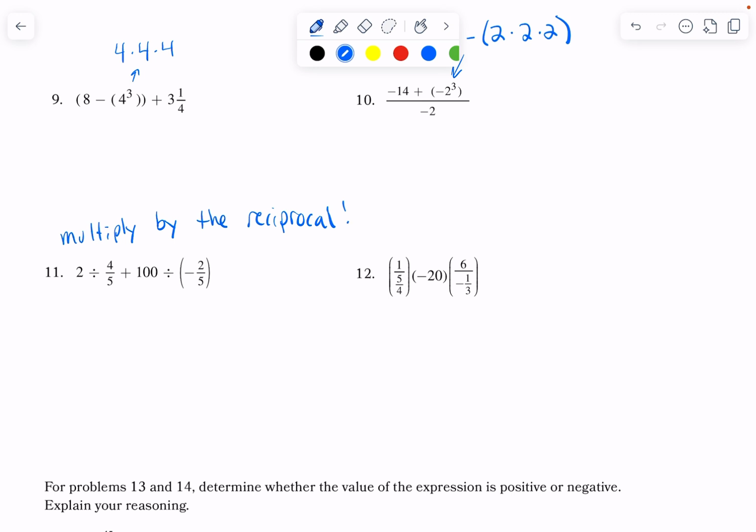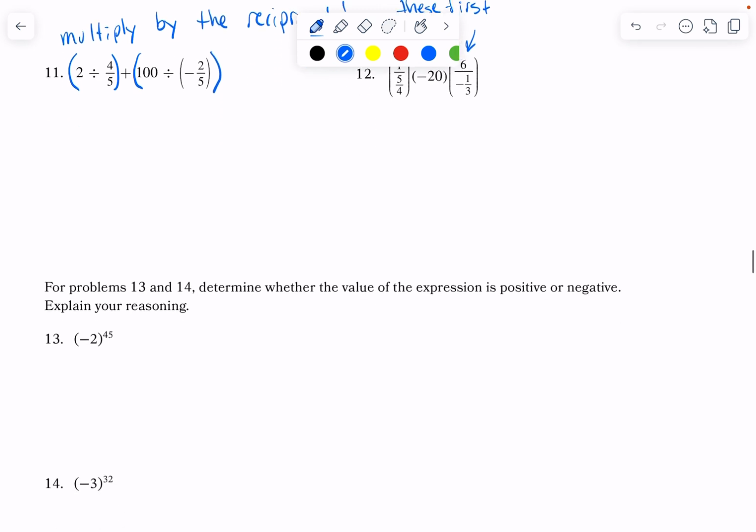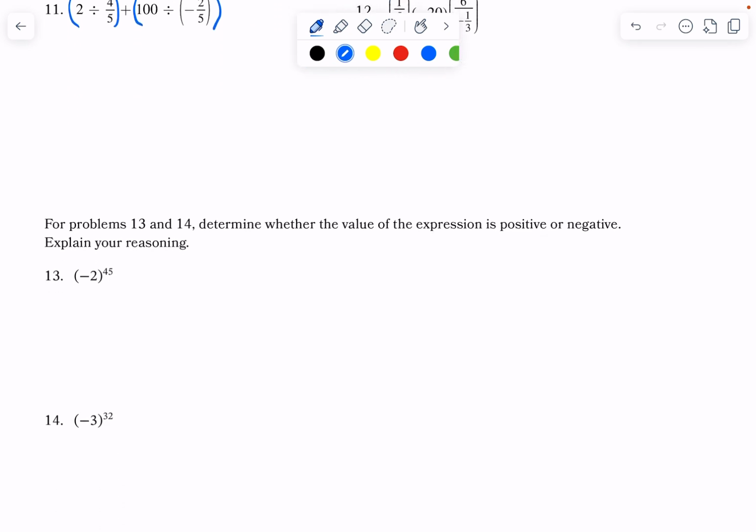And here's my other hint to you. Remember order of operations. Do these parts first. I would evaluate this one first and this one first. So these first. And I would even rewrite number 12 to look like number 11 if that would help you even more. 13 and 14 here, you just need to look at your exponents and determine whether or not it's going to be a positive or negative product.